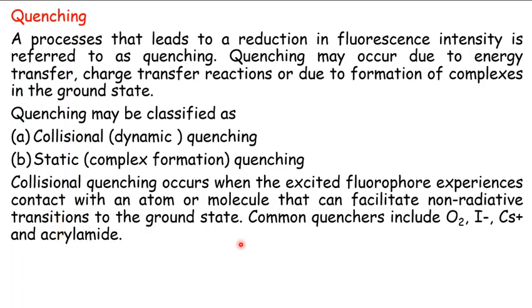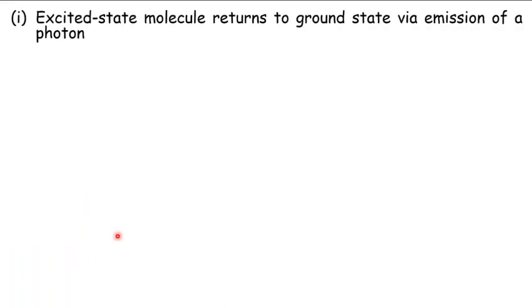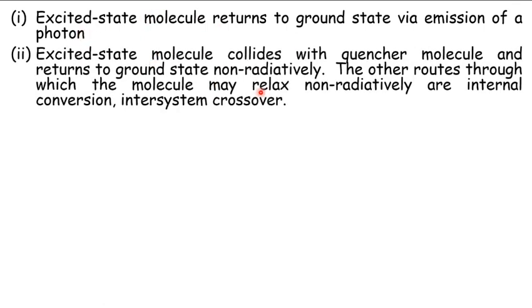So some quenchers with which the excited fluorophore collides, and quenching results, are oxygen, iodide ion, cesium and acrylamide. Again, as discussed, the excited state molecule returns to the ground state either through the emission of a photon, or it collides with the quencher molecule and returns to the ground state non-radiatively, that is, without emitting any radiation. The other routes through which the molecule may relax non-radiatively are internal conversion or inter-system crossover. This we shall discuss as we go ahead.